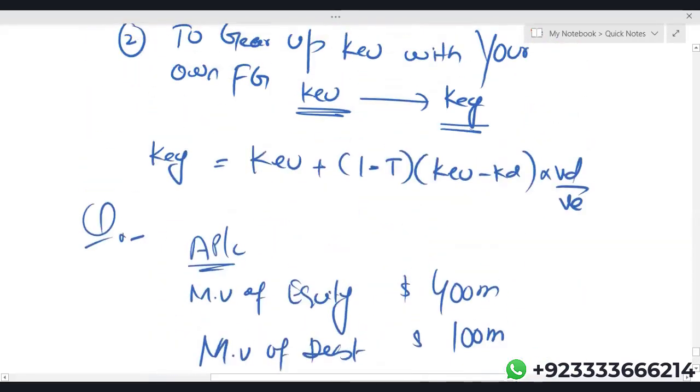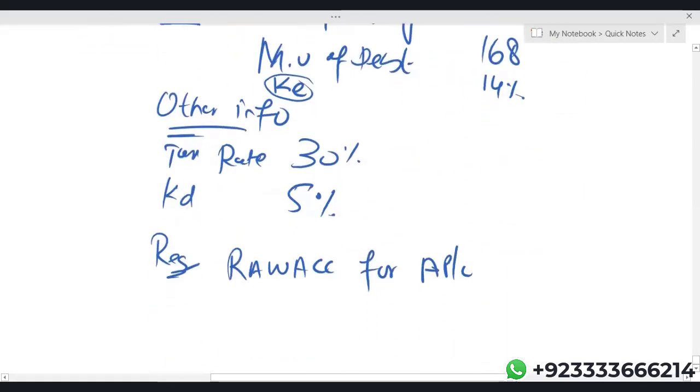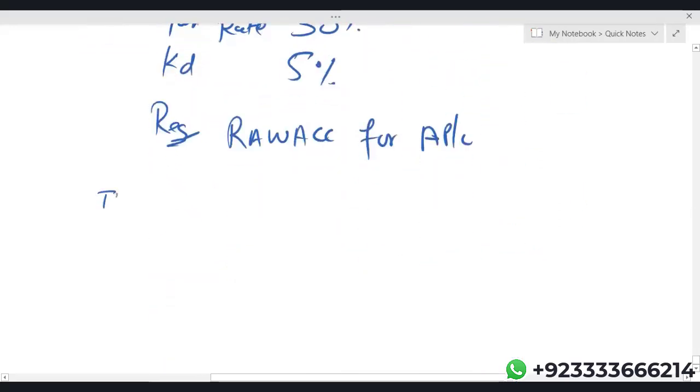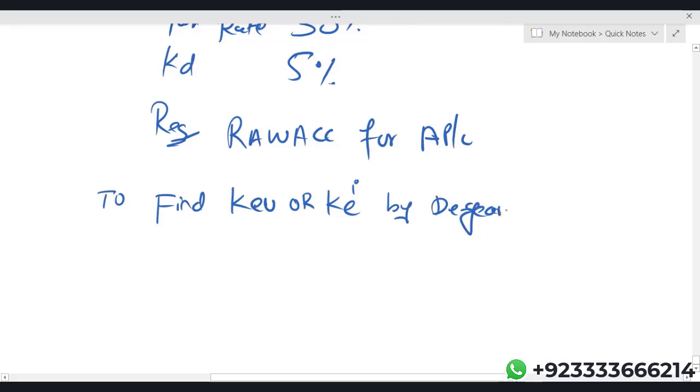Now, what are the steps? Step 1 is to find KU, or if someone is okay with KEI number, it's up to you. You can use KEI number to find KU or KEI number by de-gearing the KE of BPLC. And we know that KE of BPLC is actually KEG.